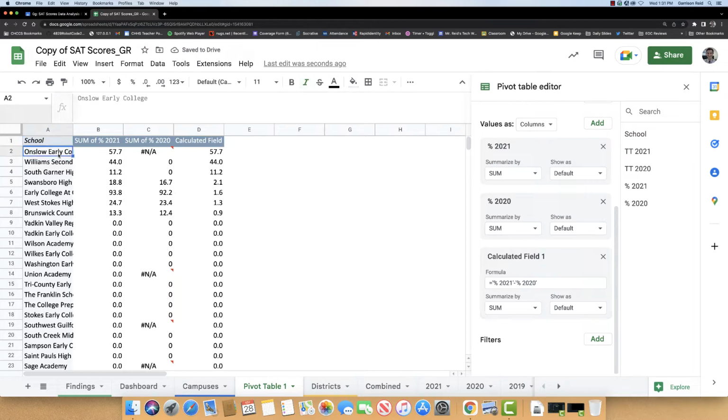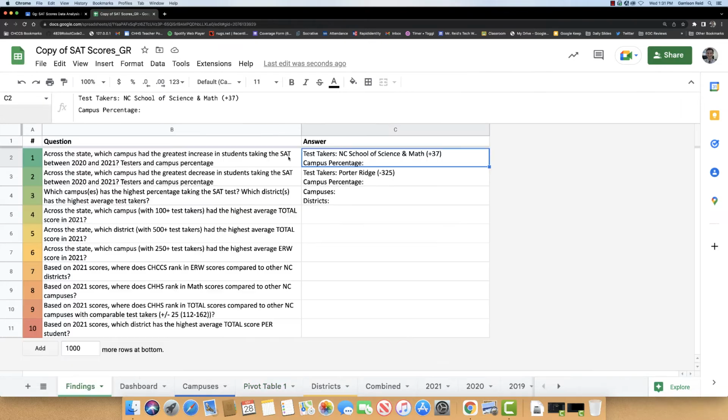So it looks like Onslow Early College had a positive 57.7. The NA means that it wasn't in our data set for 2020, and I don't really know what that was. Given that, you can just leave it as it is. So I'm going to say Onslow had the greatest percent change, plus 57.7%.